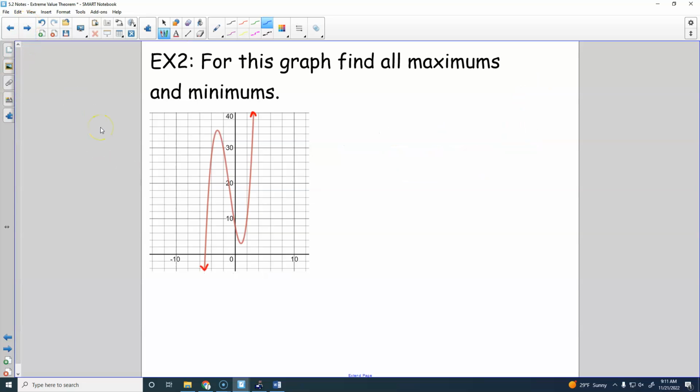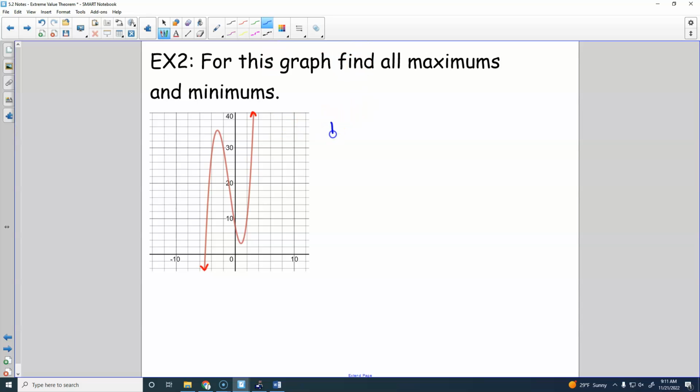Okay, all right, for this one, we'll have to estimate a little bit. First of all, do I have any absolute maximum or minimums for this graph? I do not, because this graph continues on down to infinity on that left-hand side, and continues on up to positive infinity on the right-hand side. So you do not have absolute maximum or minimums.